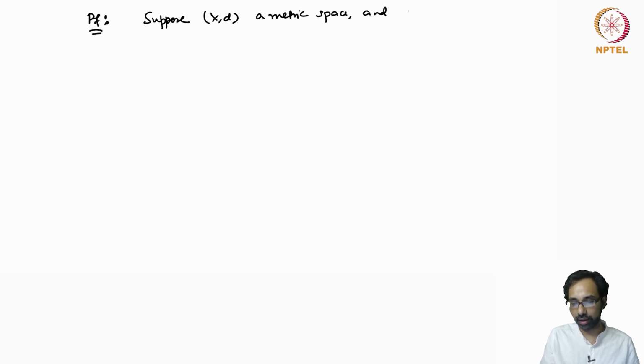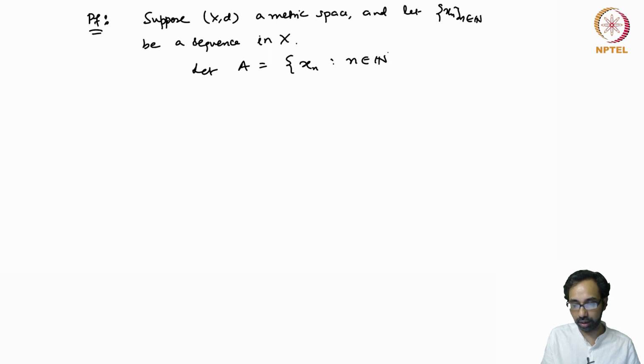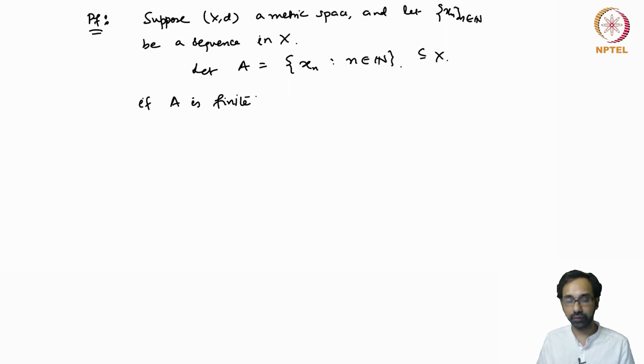and let xn be a sequence in X. Now we take the set of values of this sequence. So let A be the set of points xn such that n in N. So this is a subset of X. First of all, we have to show that it has a convergent subsequence. We know that X is limit point compact, and we have to show that the sequence that we chose has a convergent subsequence.